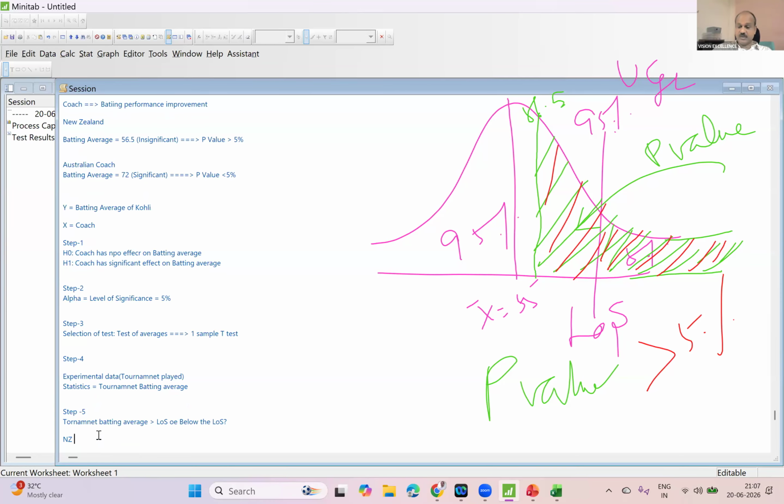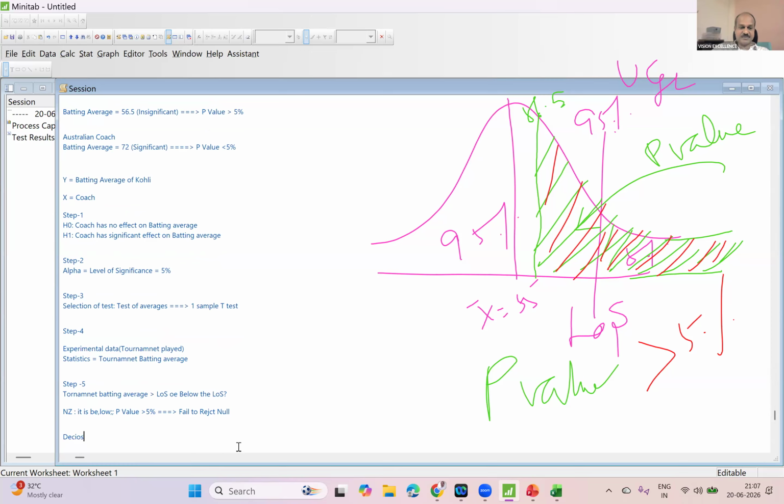For the New Zealand coach, it is below. Below means what will be the corresponding p-value? More than 5%. So both correspond to fail to reject null. Fail to reject null means what is your null? Coach has no effect. Very good. That means appointment of the New Zealand coach is not a good idea. Yes or no? Yes, sir.